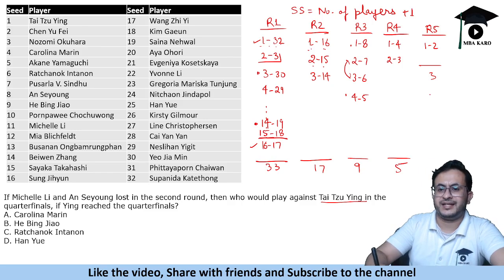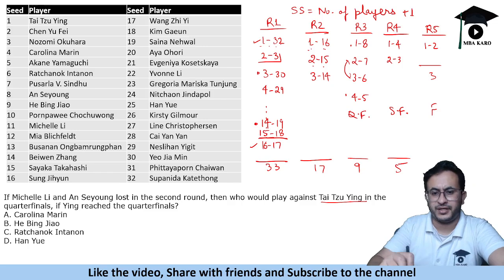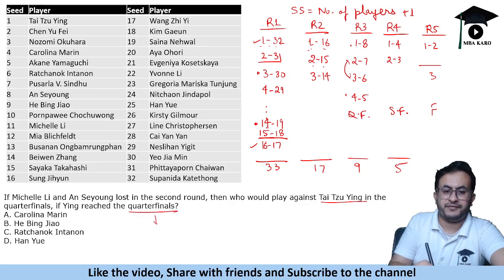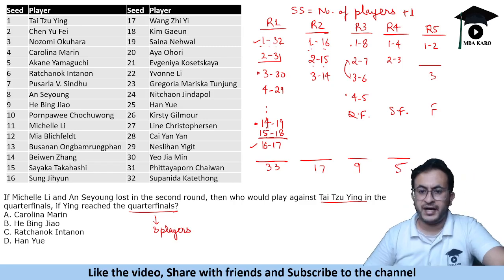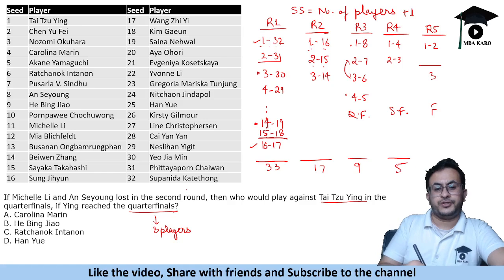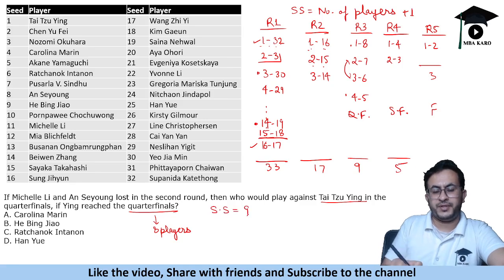Now remember that the last round is the final, the round before it is the semi-final, and the round before it is the quarterfinal. In the final there are 2 players, the semi-final has 4 players or teams, and the quarterfinals has 8. So in the quarterfinals there are 8 players. What should be the seed sum? The seed sum should be 9.